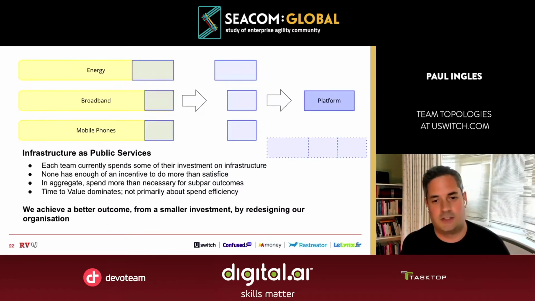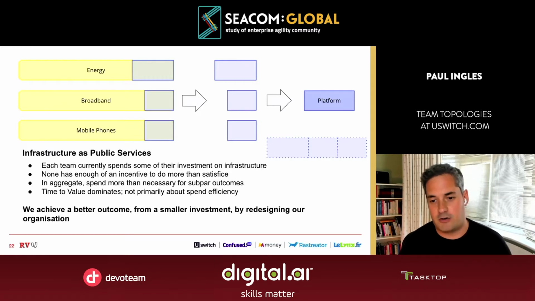So another way of thinking about this is like public goods and services, almost like street lighting, right? In our model, you've got some Streamlined Teams which are spending some of their investment on infrastructure, but none of them has an incentive to do anything other than just satisfy their need, right? So they're not going to end up with a novel infrastructure. They're going to get just what they need to survive.